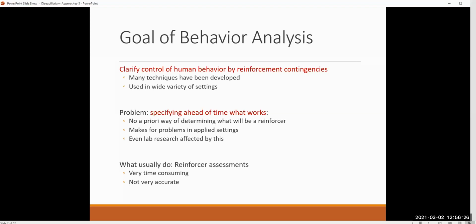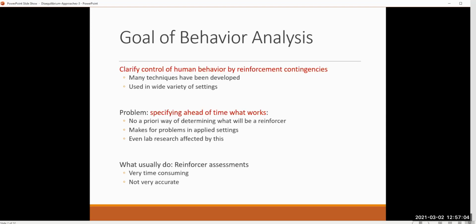And one of the problems with this is specifying ahead of time what will be a reinforcer, what's going to work. And given the definition that Skinner has, there's no a priori way of determining what a reinforcer is. A reinforcer is anything that increases behavior. So how do you know what increases behavior? Well, you apply it to the behavior, measure to see if the baseline behavior increased, and then determine it's a reinforcer. And this makes for problems in applied settings and even laboratory research to some degree.